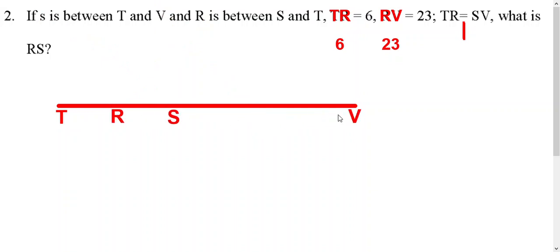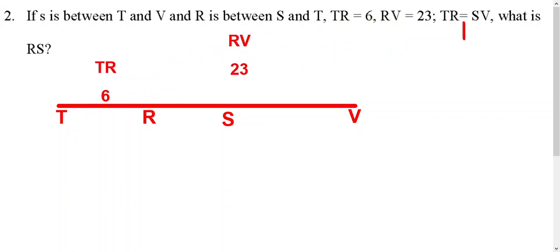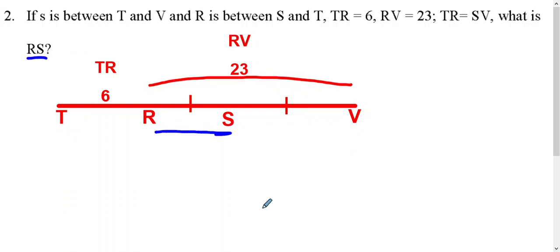Now that we have our points placed, we can place some of the distances that were given. TR is 6, length of 6. RV, so the whole spot here from R to V is 23. And TR and SV are the same thing, so we can put tick marks on TR and SV to know that they are the same thing. Our question then is, what is RS? So this portion in here, what is RS?